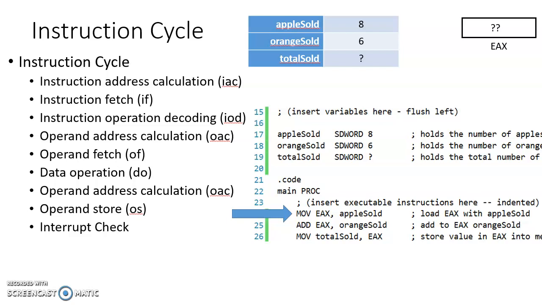This is for CSIT 256, Computer Architecture and Assembly Language. And this is to go over the instruction cycle, the steps that an instruction will go through.